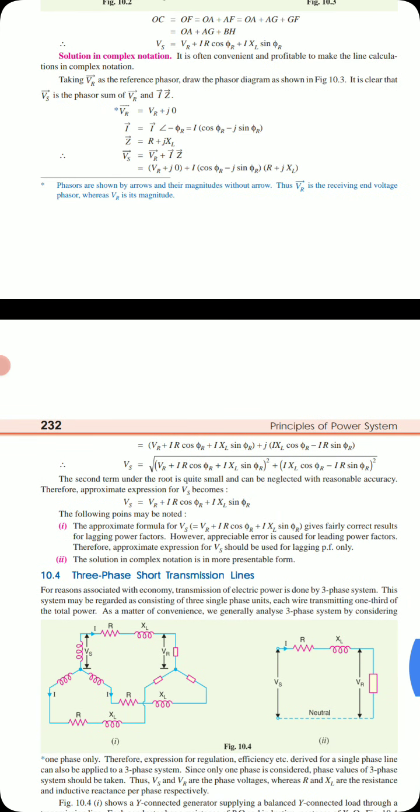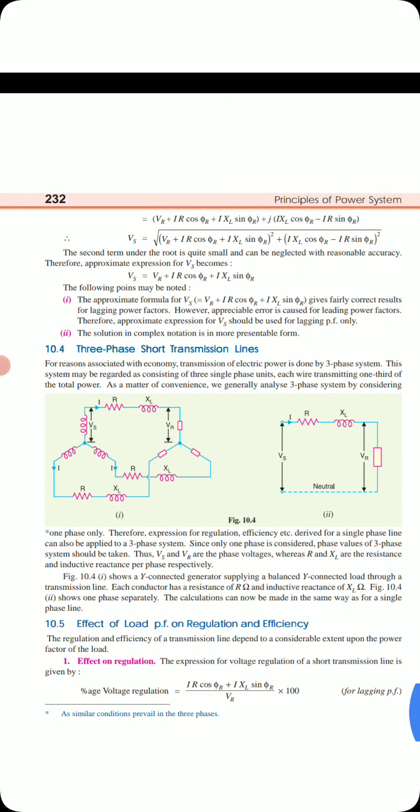So the following points are to be noted. The approximate formula Vs is equal to Vr plus IR cos phi r plus IXL sin phi r gives a fairly correct result for lagging power factor. However, appreciable error is caused for leading power factor. Therefore, the approximate expression for Vs is used for the lagging power factor only. So it is better to go with the lagging power factor only. In leading power factor, it may give some errors. And the solution in complex notation is a more presentable form, usually very easy.